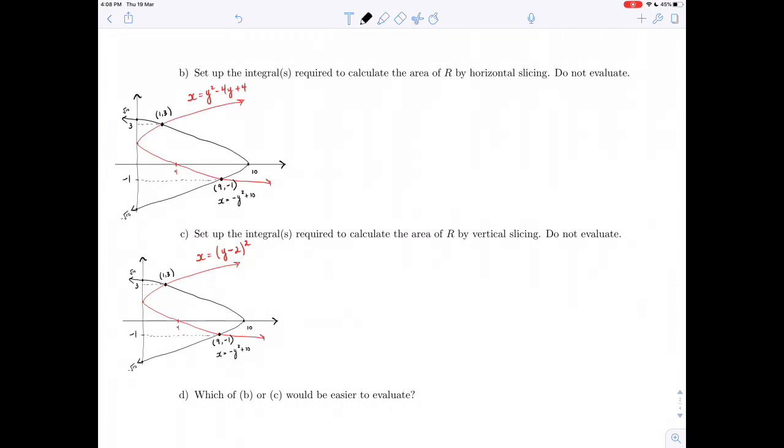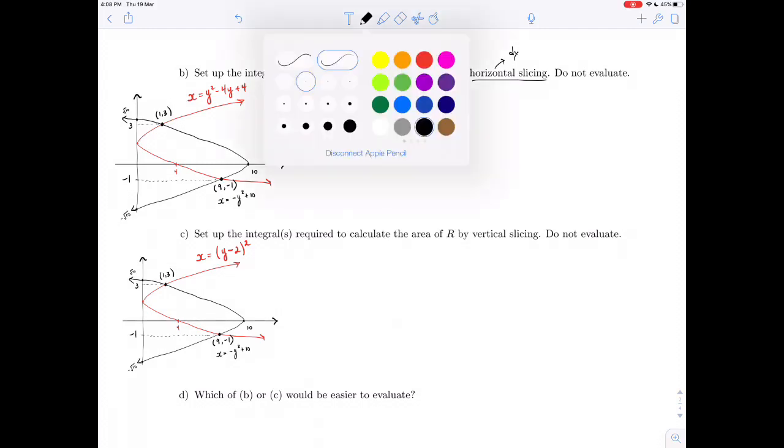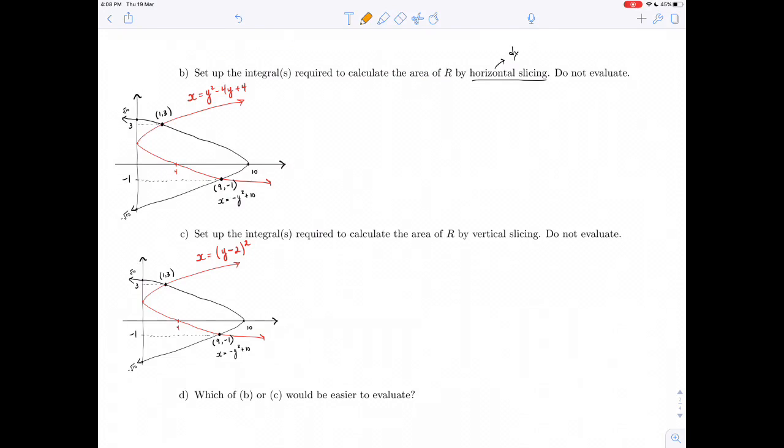Set up the integral or integrals required to calculate the area of R by horizontal slicing. And horizontal slicing is, of course, telling us that our rectangles are horizontal, and so it is going to be an integral with respect to y, so dy. So I've gone ahead and copied our region back down here, and horizontal slicing means we are drawing our rectangles horizontally. So we're looking at left boundary curves and right boundary curves.